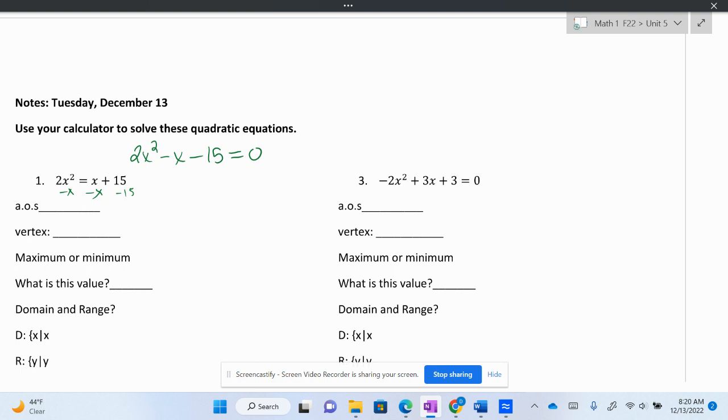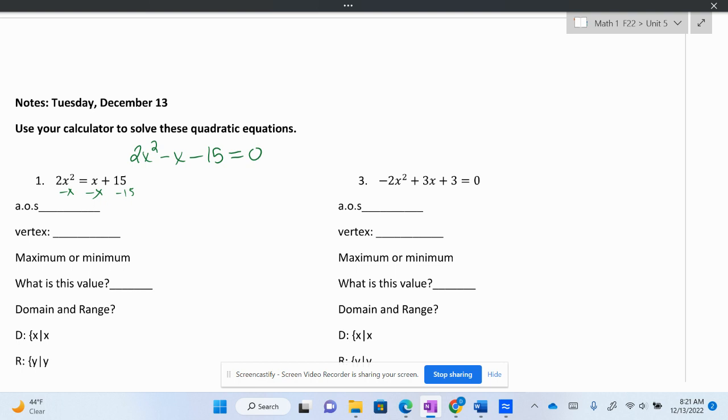I don't know why I can't show my screen to you guys, but I do know why. So x squared minus, if you don't know where the x is, raise your hand and I'll come around and show you, minus x minus 15. Okay.